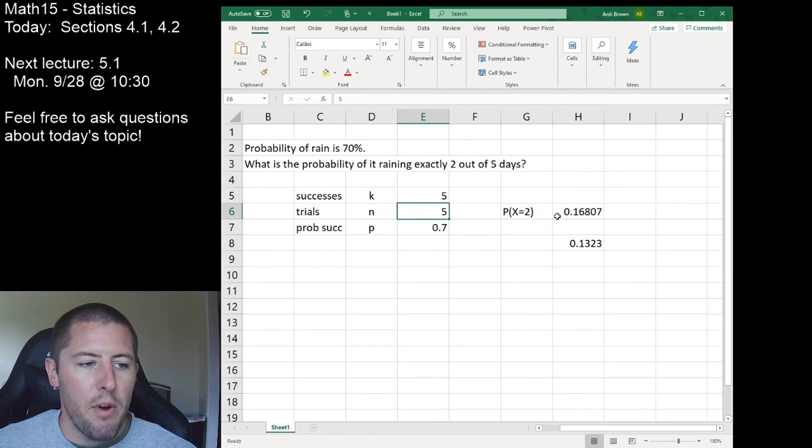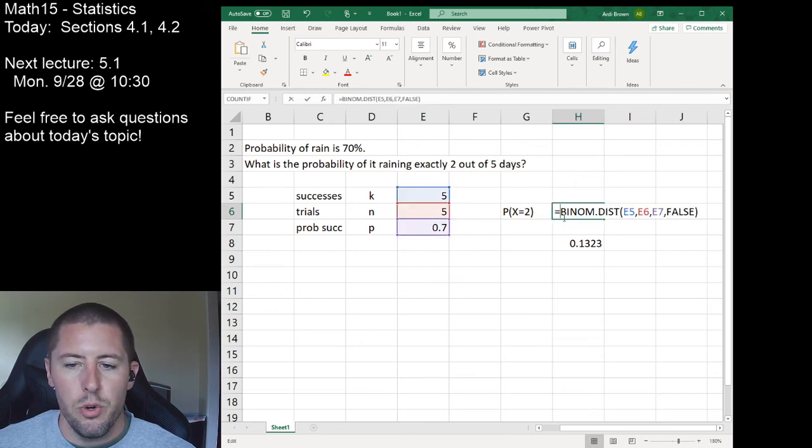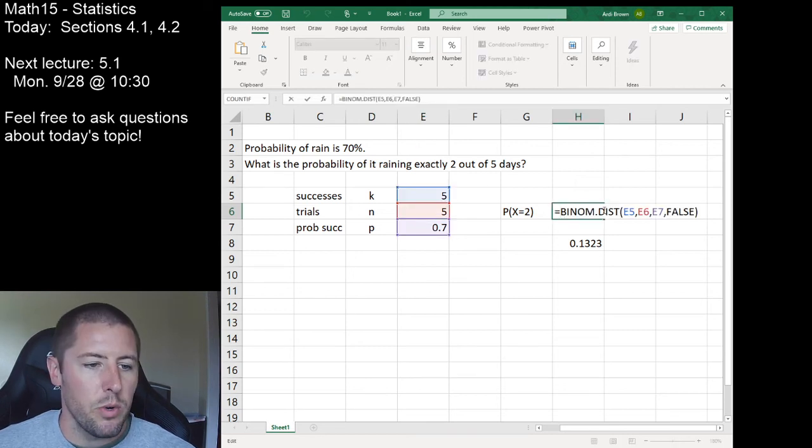So I think it's more practical for you to write this out with referencing cell numbers where you've typed that in there. What I typed into this box is literally exactly what you're seeing right there. Equals binom.dist, and then each of these cells that I want to reference. Cell E5 is holding my number of successes, 5. Cell E6 is holding my number of trials. Cell E7 is holding my probability of success, 0.7.